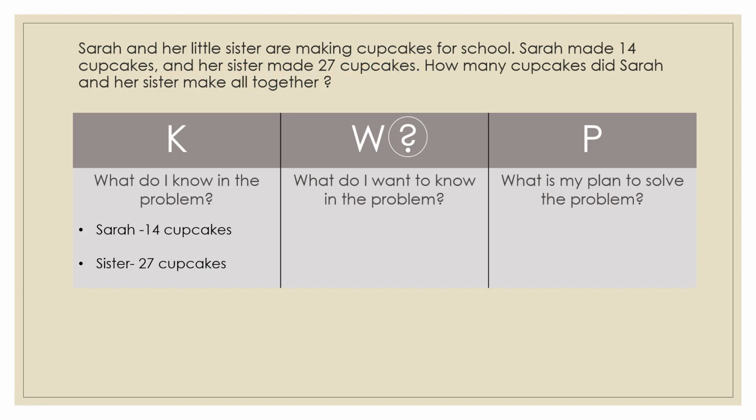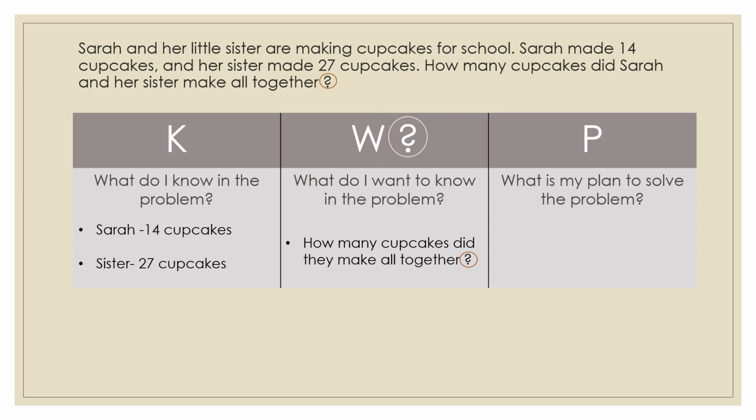Next, I'm going to go to my W. What do I want to know in the problem? I always put a question mark and I circle it next to the W because what I want to know is always going to be the question in my problem. So I'm going to go back to my problem and I'm going to circle the question mark. What I want to know is how many cupcakes did Sarah and her sister make all together? So I'm going to write that in my W.